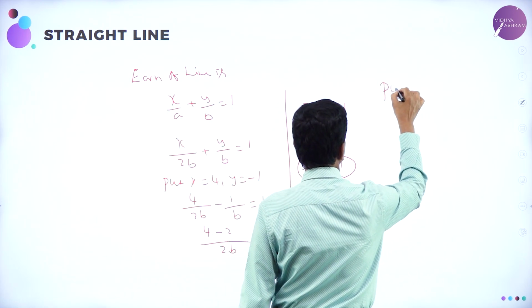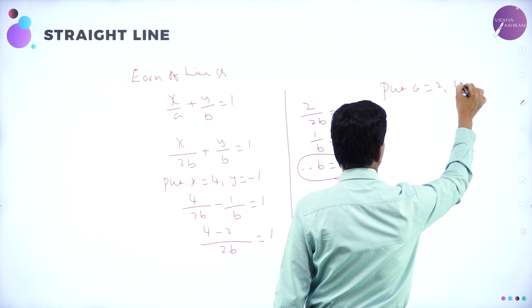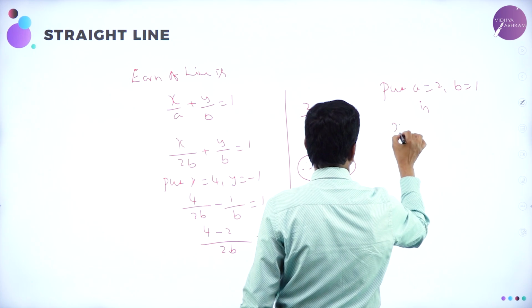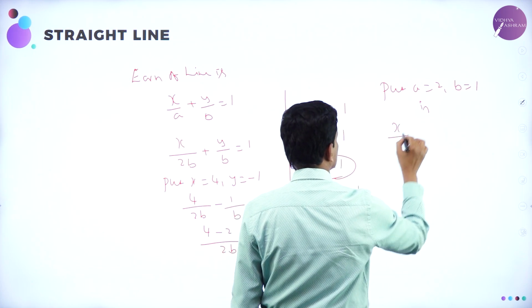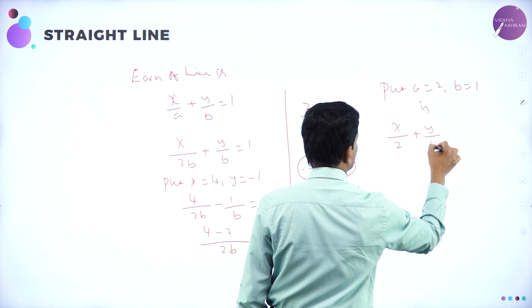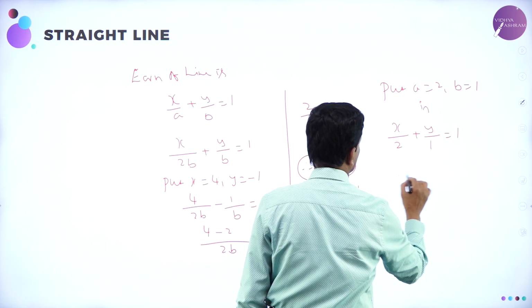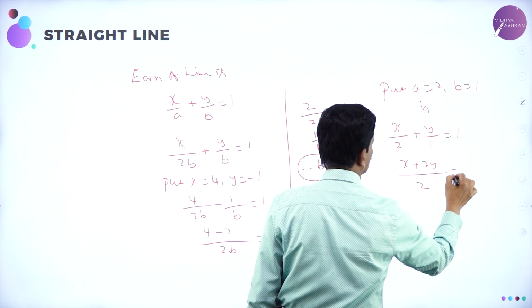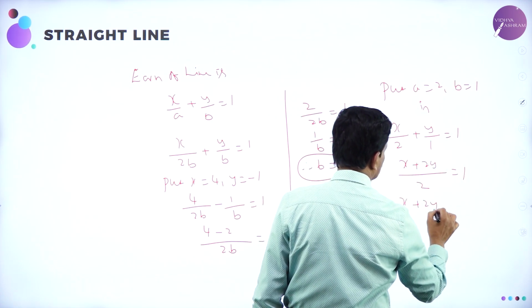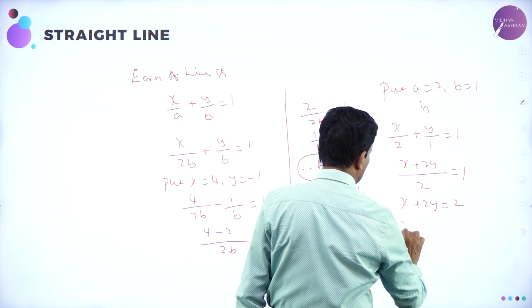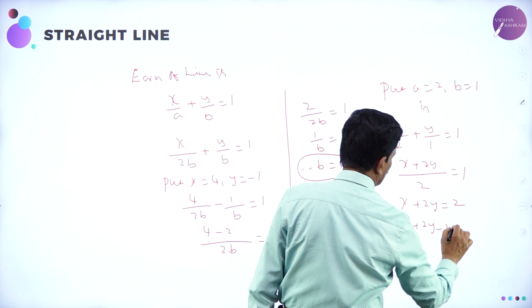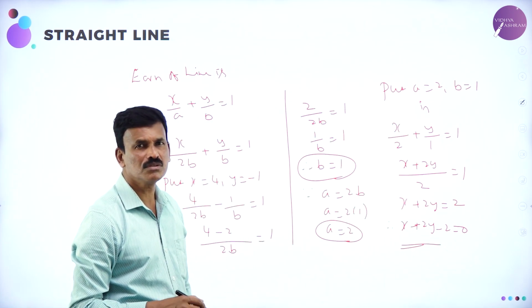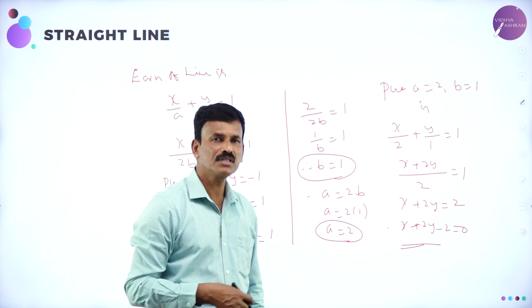Substitute this. Put a is equal to 2 and b is equal to 1 in the standard equation. x by 2 plus y by 1 is equal to 1. Take LCM, 2 is LCM, cross multiply, x plus 2 into y is 2y is equal to 1 times 2, or x plus 2y is equal to 2. Therefore, the required equation is x plus 2y minus 2 is equal to 0. That's it. x plus 2y minus 2 is equal to 0 is the required equation of the straight line.